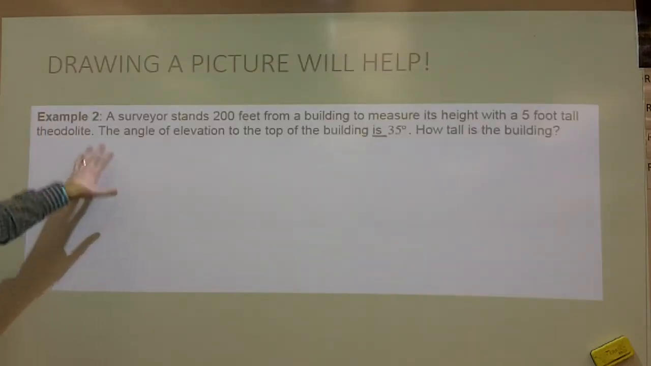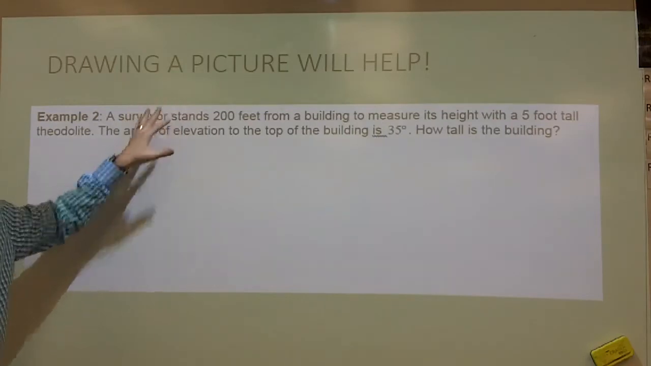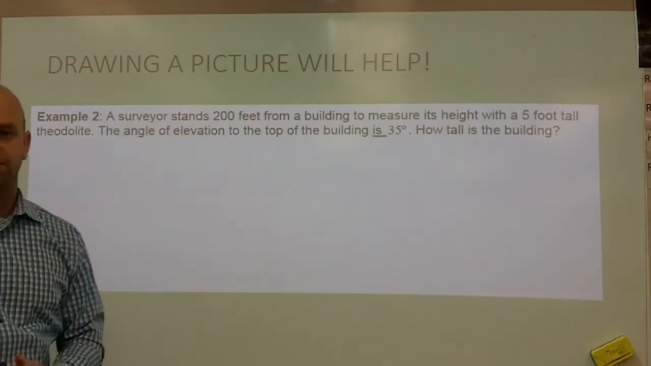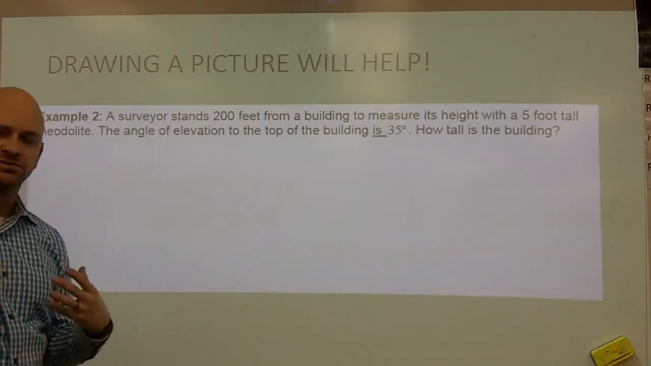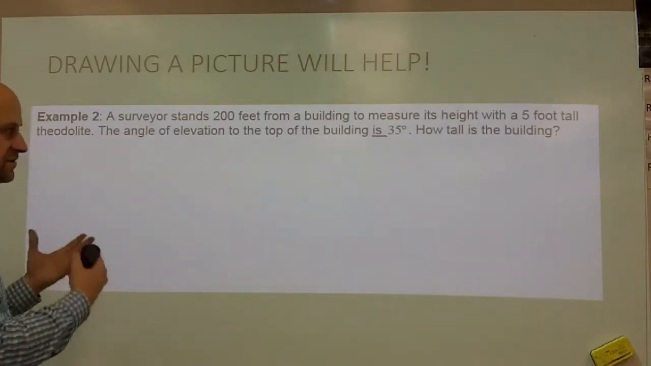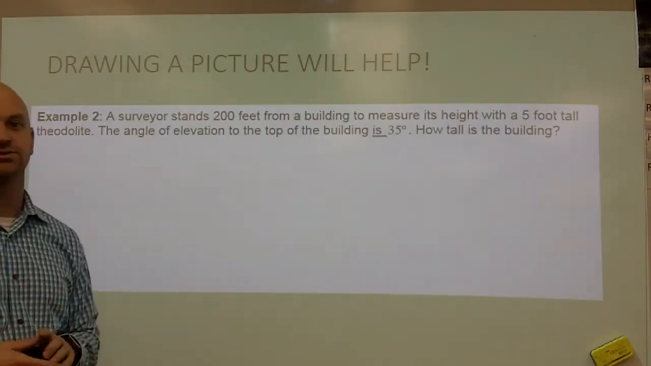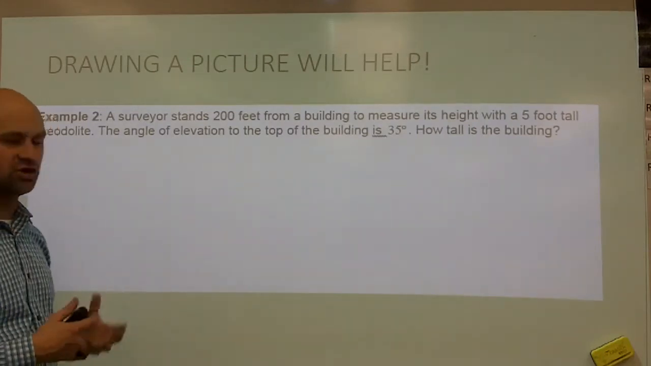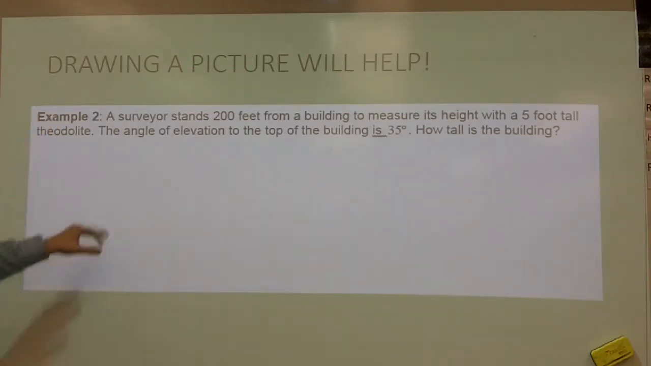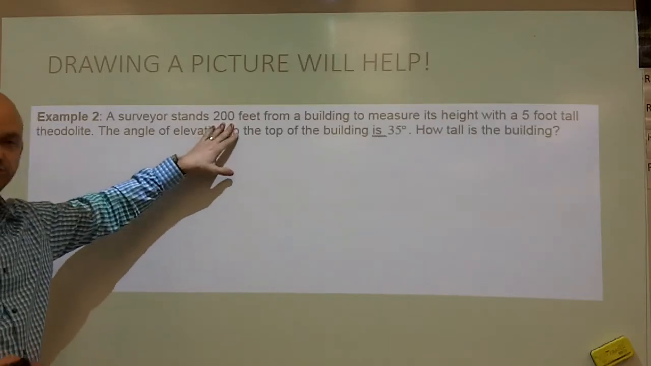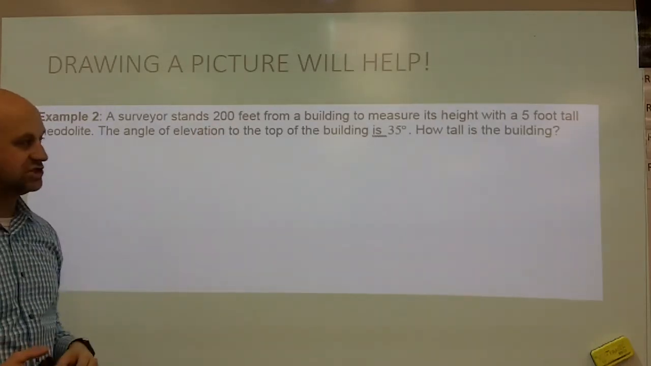All right, here's an example. With word problems, drawing a picture is going to help immensely for a lot of students. Especially if you're a visual learner, it's going to be very difficult to figure out what this is, but once you put it to a picture, it'll make sense what trig function you need, because they're not always the same. So in this case, a surveyor stands 200 feet from a building to measure its height.